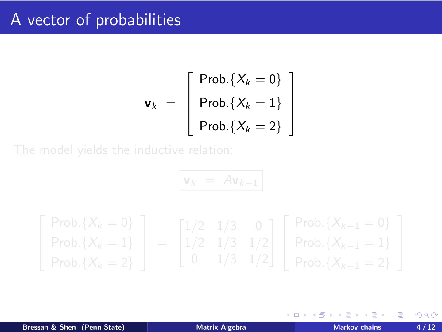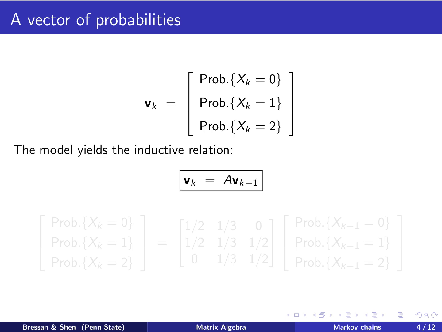So we want to use matrices and vectors to analyze this process. Let's define a vector of probabilities. We define a vector vk, which has 3 elements. The first is the probability that Xk is 0. And then the second is the probability when Xk is 1. And then the third is the probability when Xk is 2. Here k is the time step k.